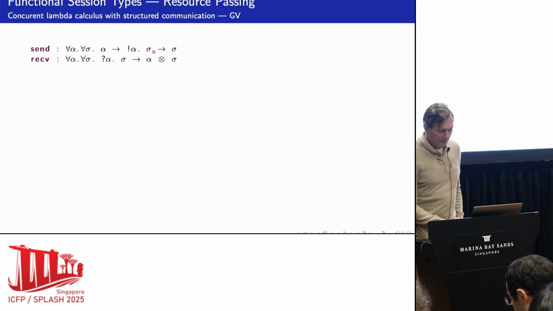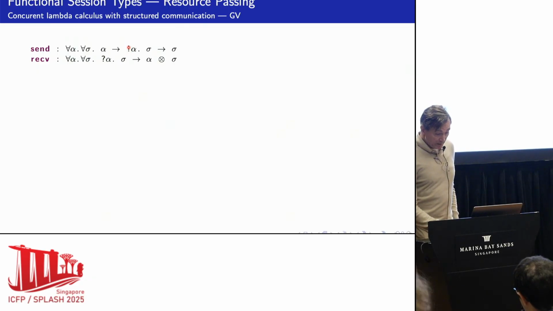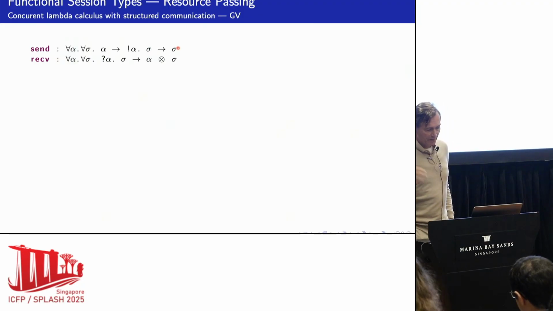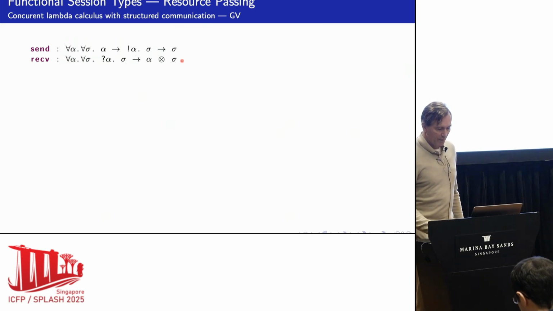Then the session type, the type of the channel you're sending on, says, on me, you can send an alpha, and then the communication continues according to sigma, and then the primitive returns the depleted channel of the continuation type sigma here. And as you can see here, the receive primitive has the same structure, only that now the prefix of the session type says receive an alpha, and then continue as sigma, and then of course from receiving you want to return what you received, and also the remaining continuation channel.